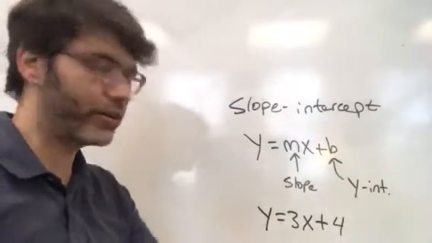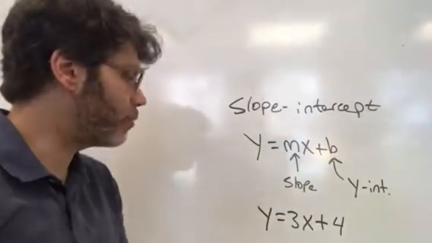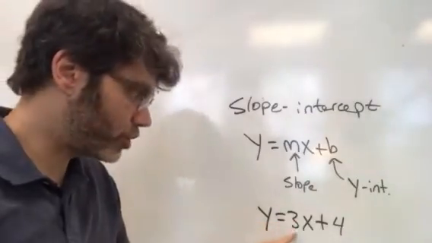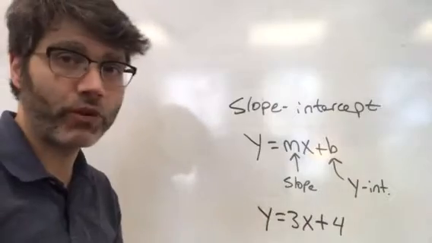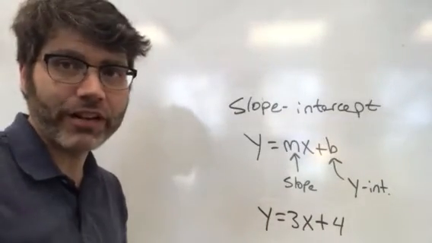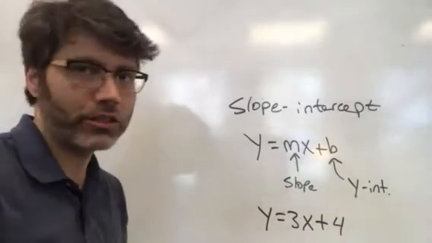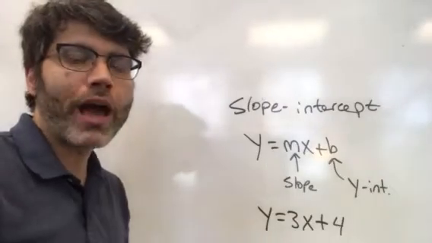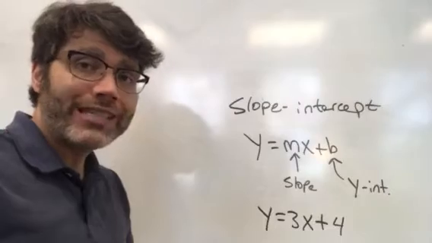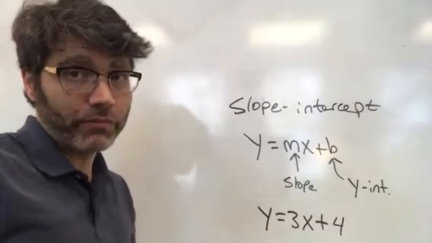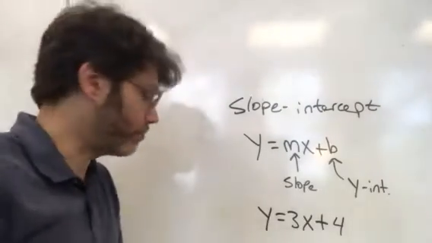That's why we call it slope-intercept form. It needs to be y equals slope times x plus the y-intercept to be in slope-intercept form. If there's anything different about that, it is not considered to be in slope-intercept form. So our challenge is to get equations that are not in slope-intercept form into slope-intercept form.